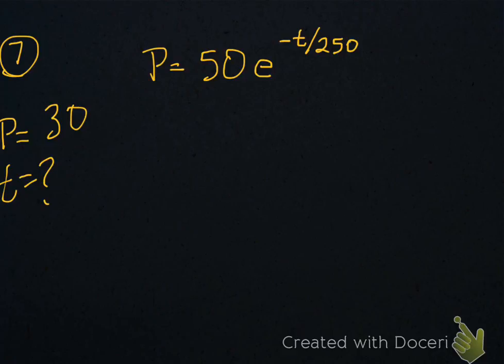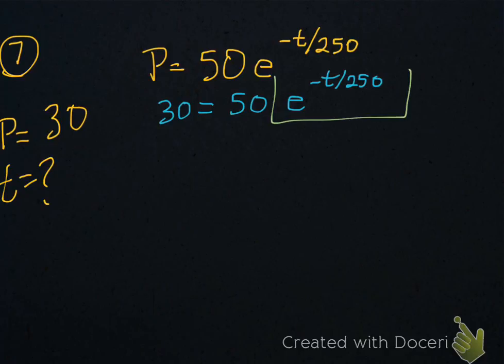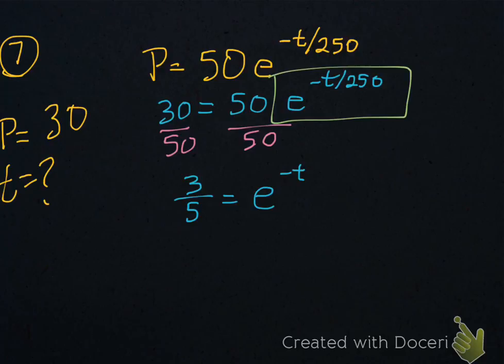Okay? So I'm going to plug in 30 for P. So I have 30 equals 50 e to the negative t divided by 250. Yes, that's a huge number. Remember, we want e by itself, so we're going to divide both sides by the 50. And yes, I'm going to keep it as a fraction. You can do it as a decimal. So 30 over 50 is just 3 over 5. That's e to the negative t divided by 250.